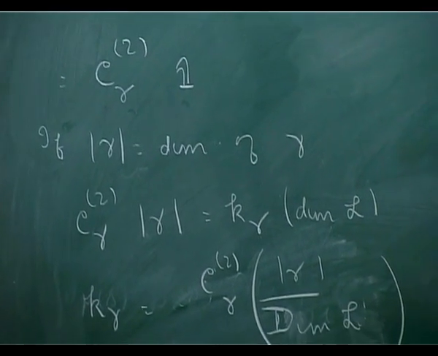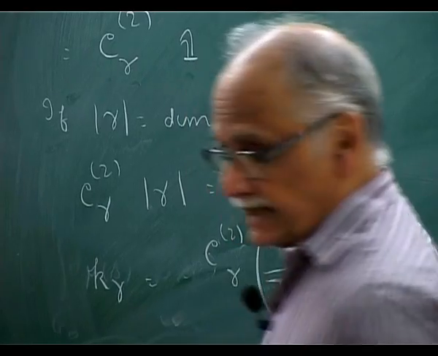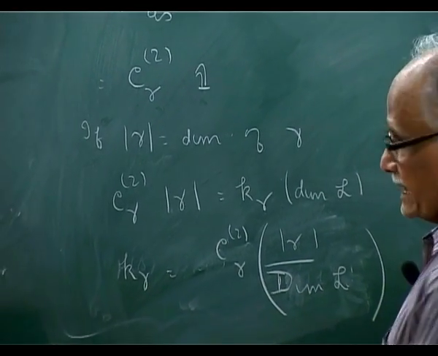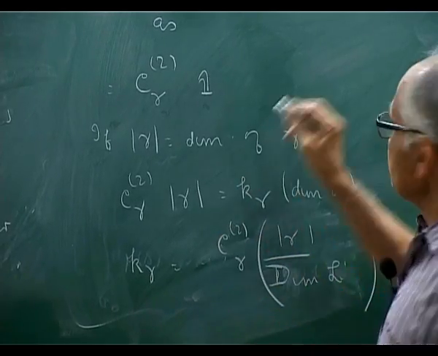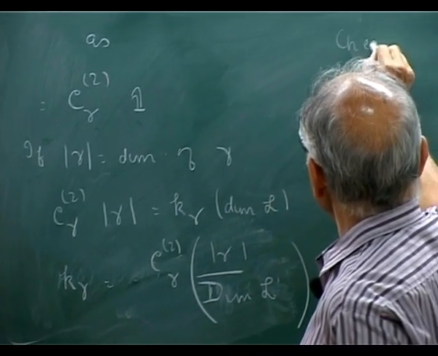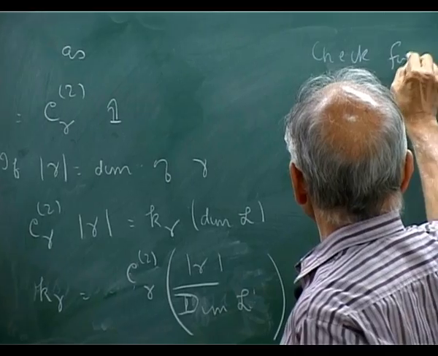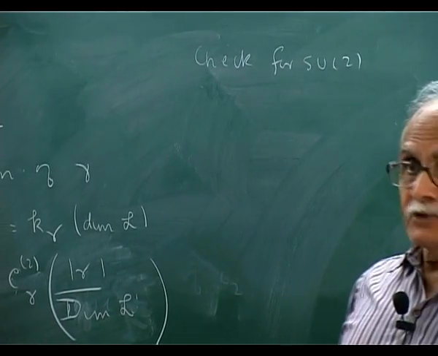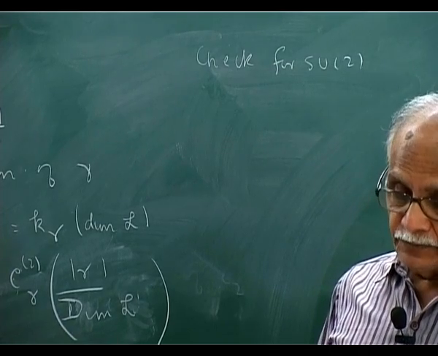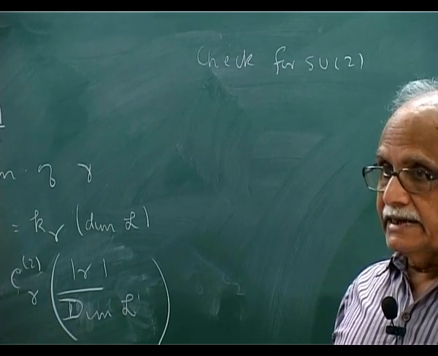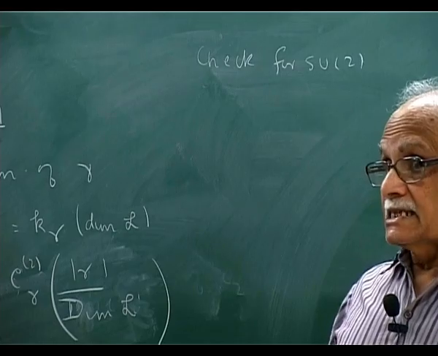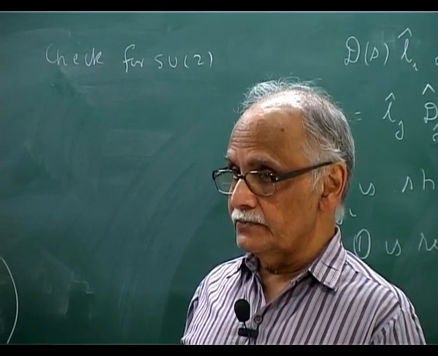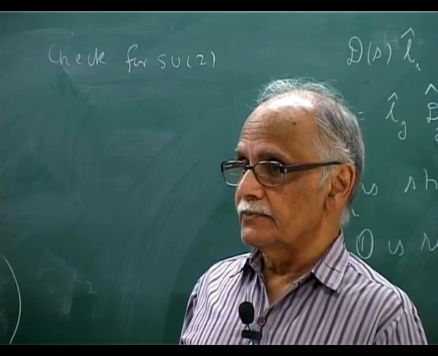So you can check this equation in a simple case. I will leave it to you. Check for SU(2). So what you are finding is this very elegant result, that there is a special basis which lets you diagonalize the Cartan-Killing form for compact Lie groups.